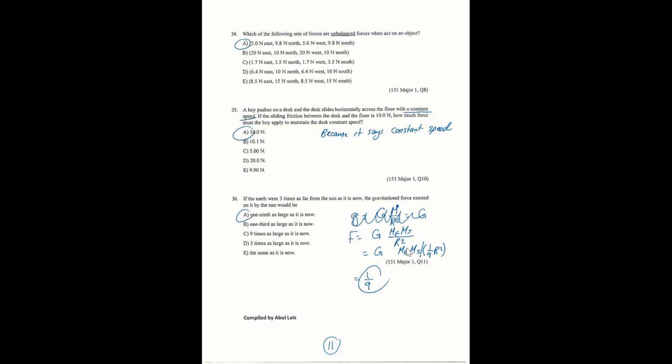So if they say that the distance is 3 times far, it means I have to make r equal to 3r, right? So it should become 9r squared. This is wrong. It should not be 1 over 9r squared. It should be 9r squared, because it's 3r all squared, so it would be 9r squared, and then the answer would be 1 over 9 of the current force, which is G m earth m sun over r squared. So we just need to fix this. This is supposed to be 9r squared, and that gives you 1 over 9.